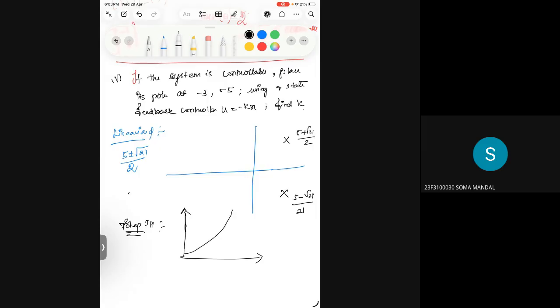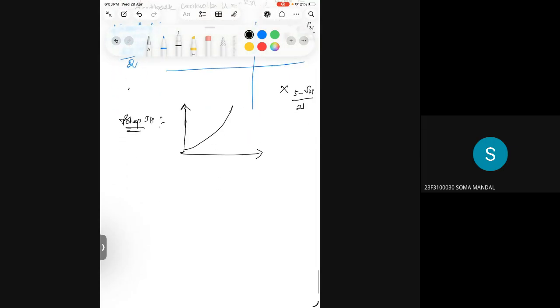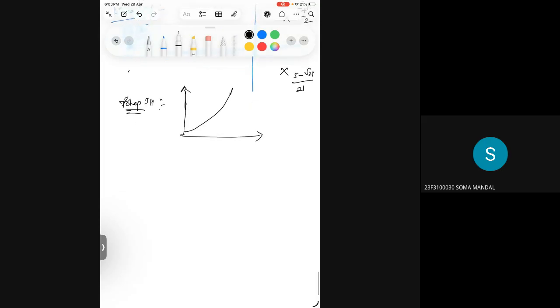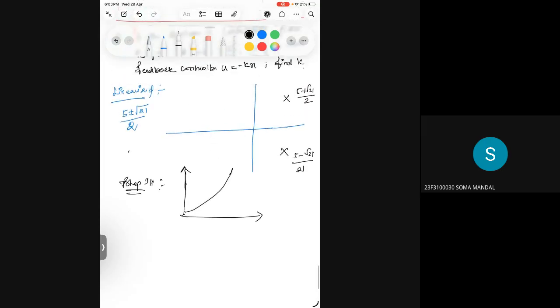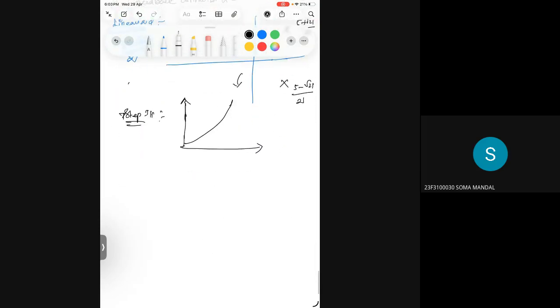Okay, it will be unstable, since the poles are in the right half of the s-plane. I was asking what will be the step response of the system. It would be unstable, it increases exponentially. So the system is inherently unstable.